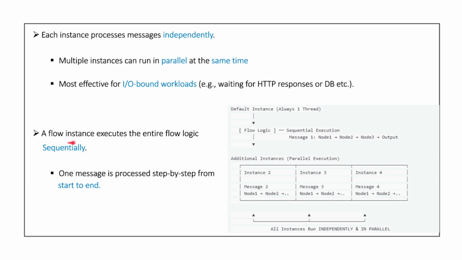A message flow instance executes the entire flow logic sequentially. Here flow logic means the set of nodes. It can be an HTTP input node, compute node, HTTP reply node, etc. Whatever is present in the message flow, it executes sequentially, meaning step by step from start to end here.